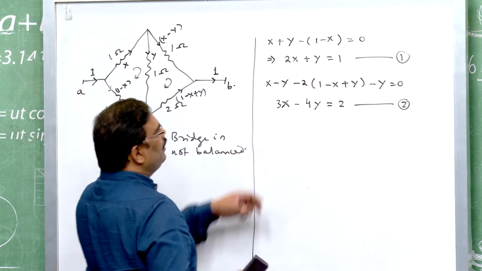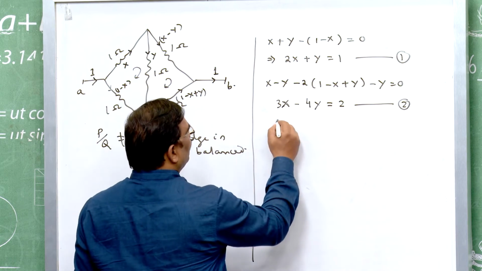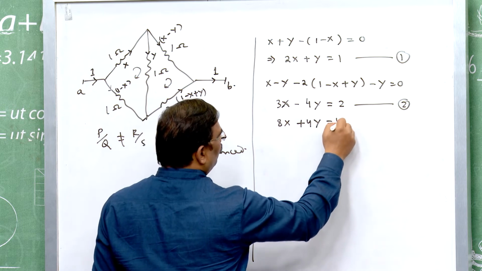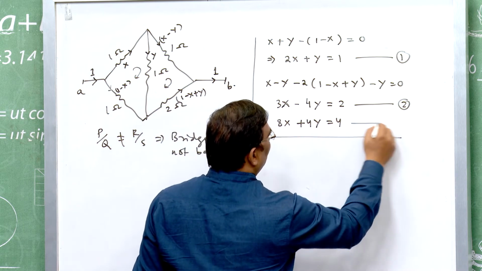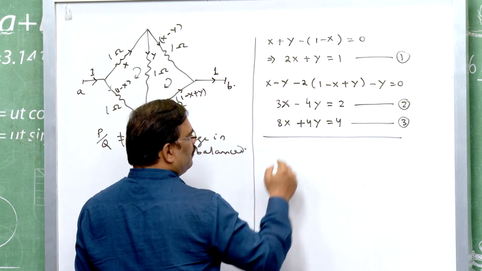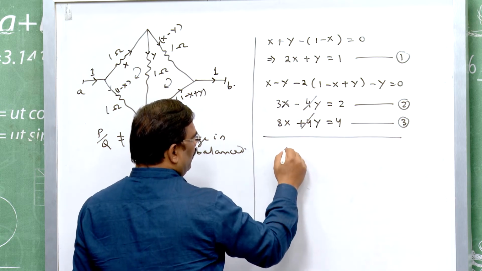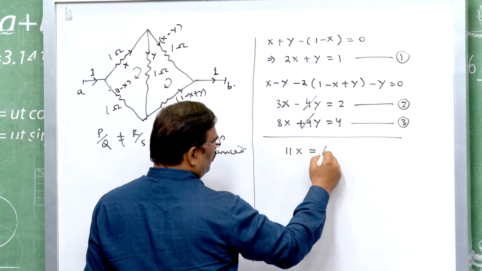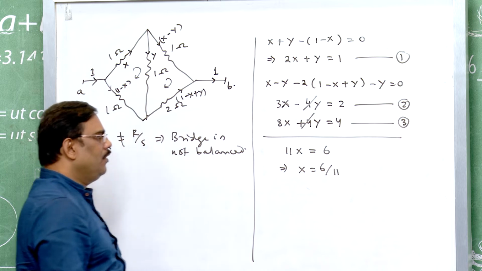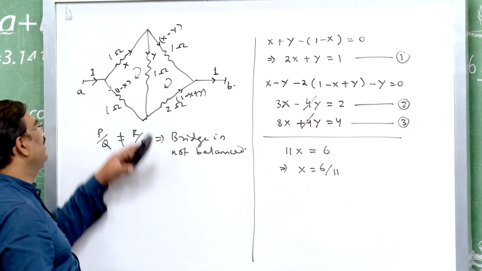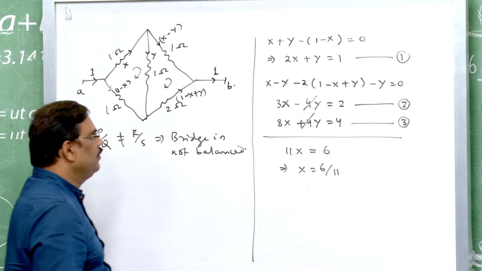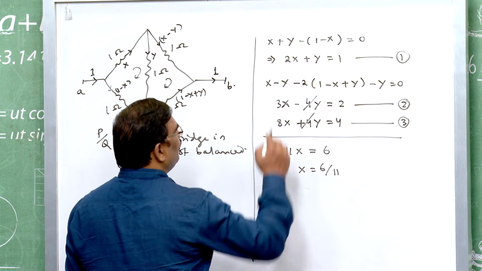Now, multiplying equation 1 by 4, you will get 8x plus 4y equals 4. This is my equation number 3. Now, adding 2 and 3, you will get 11x equals 6, or x equals 6 by 11. If x equals 6 by 11, what is x? x is the current flowing through this branch of the unbalanced Wheatstone's bridge. So, if x equals 6 by 11, then what is y?